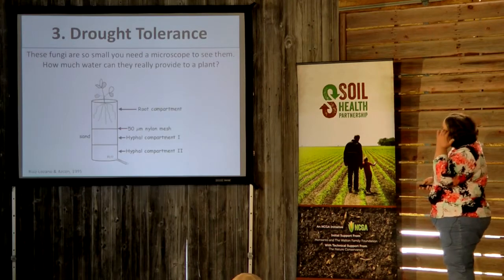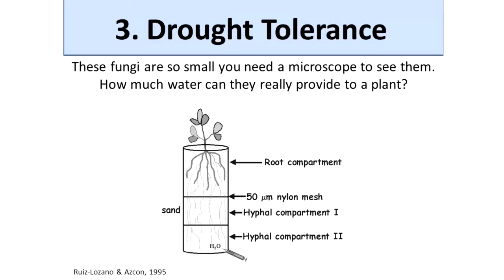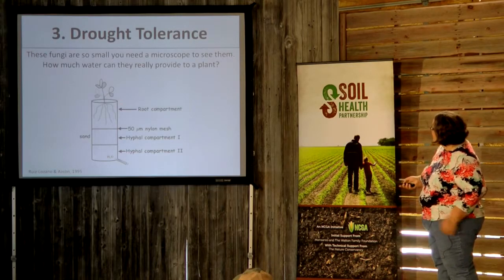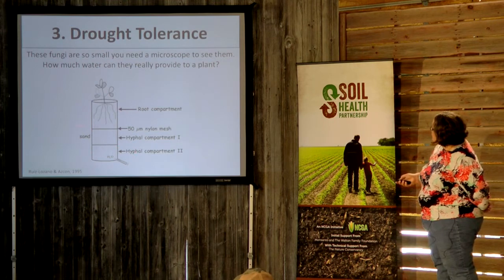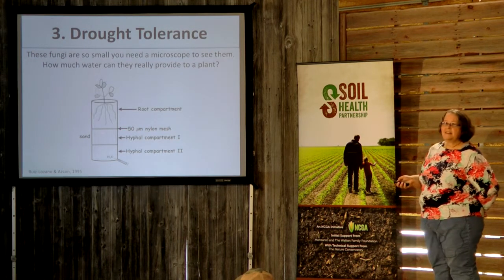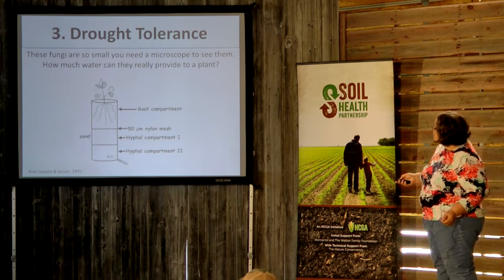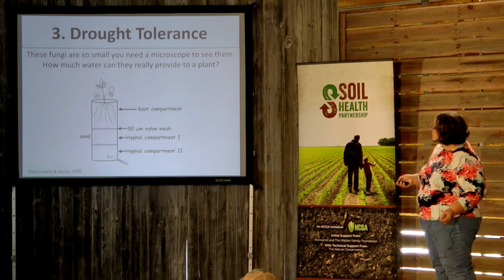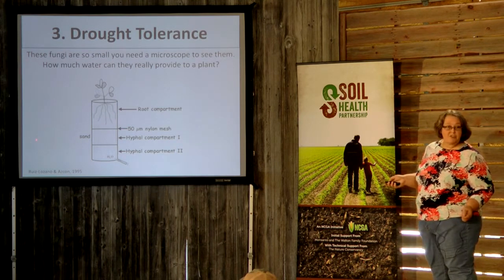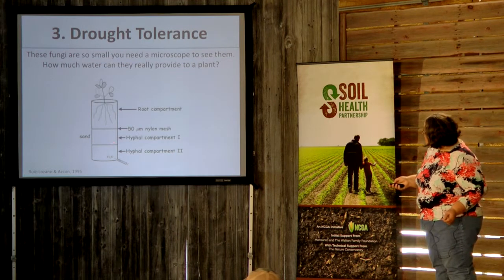Go ahead, Dan. So Ruiz-Lozano and Azcón in 1995 made this really clever experiment to try and figure out how much water the mycorrhizal fungi could really take up. So they took a pot and they put compartments in it and filled them with sand. So they used a 50 micron nylon mesh. Think of it like a nylon stocking, only smaller, finer mesh than that. And it's so small that the roots can't get through it. But fungal hyphae are much smaller than roots and even smaller than root hairs. And they could pass through that nylon mesh.